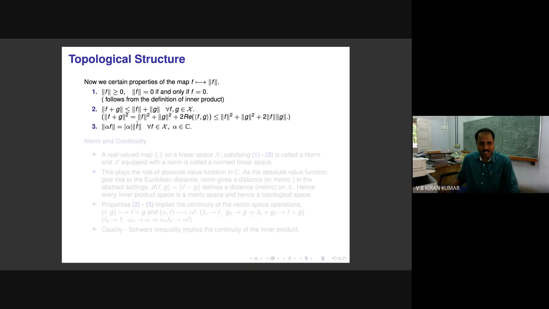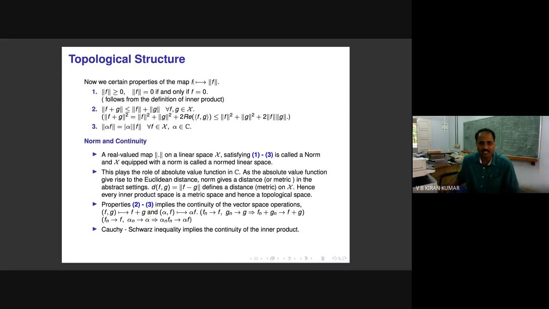Now, these three properties, in fact, this function f going to norm f, satisfying 1 to 3, satisfying these three properties is known as a norm. Okay. In any linear space, if you have a function with these three properties, you call it a norm. And a linear space equipped with a norm is called a normed linear space. Now, in fact, the function norm plays exactly the role of the absolute value function in the complex plane.